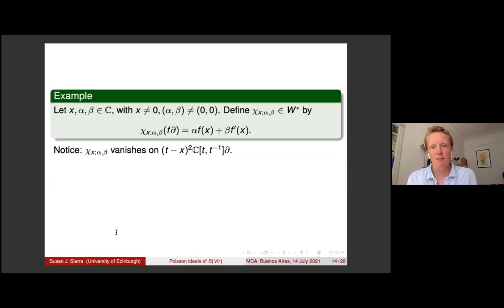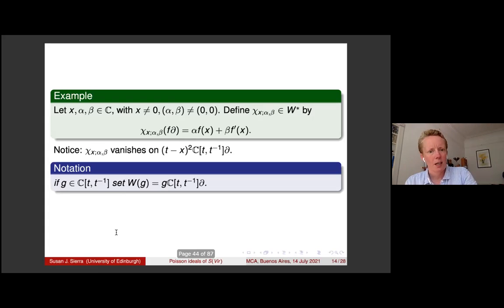So this is a perfectly fine function on the Witt algebra. The one thing I want you to notice about this function is it vanishes by construction on all multiples of t minus x squared inside Witt. Just as notation, I'm going to need all multiples of a function g a lot. So let's call W of g all the multiples of g inside the Witt algebra.